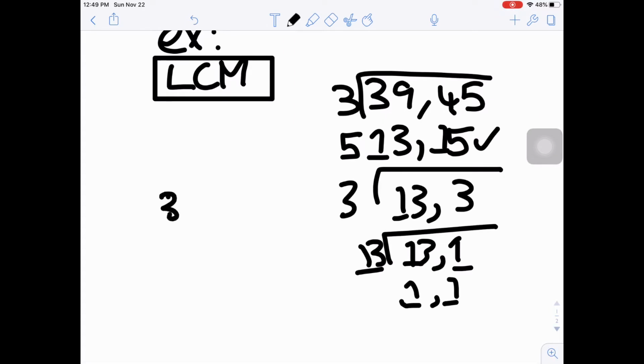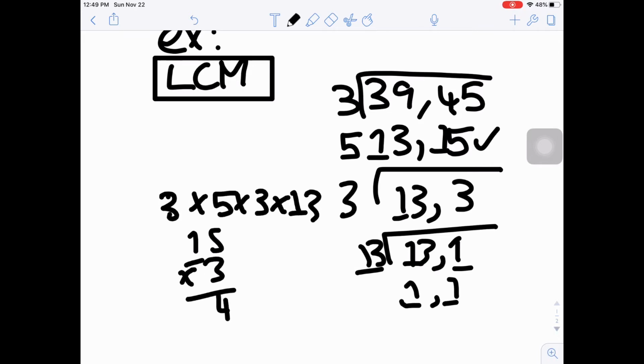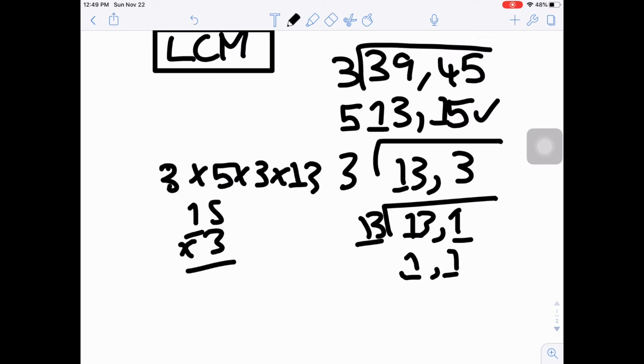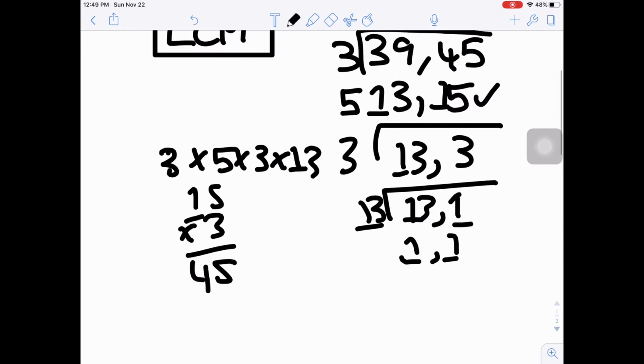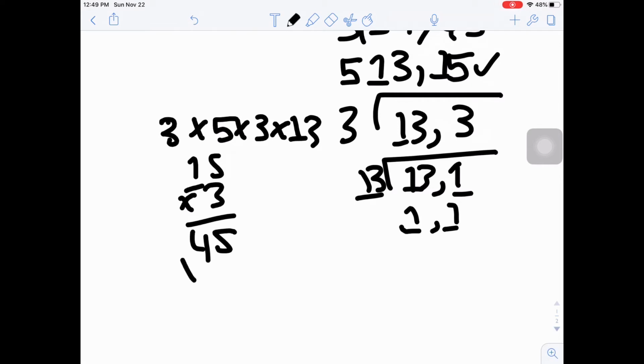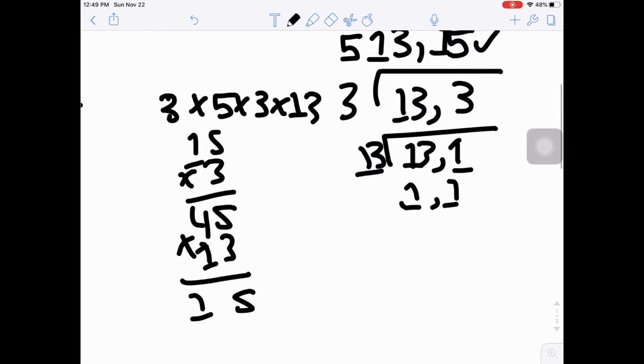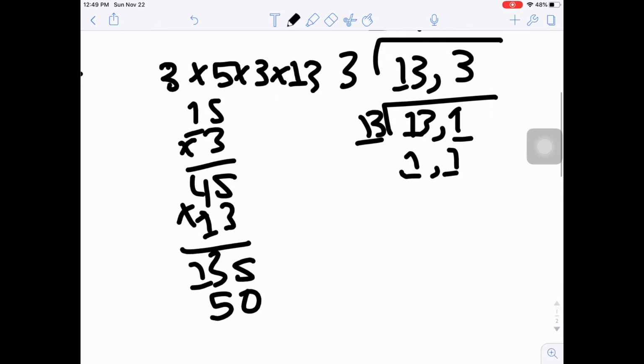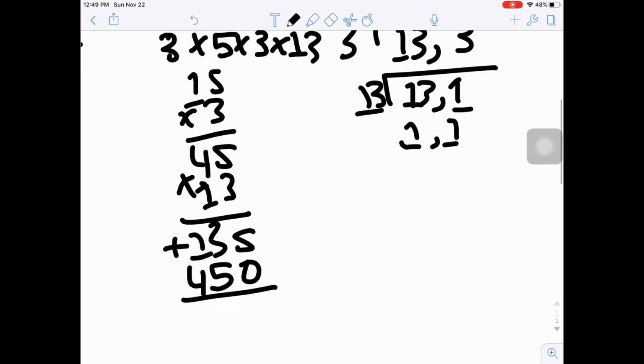And then for LCM, you have to multiply all the factors we have listed. All the factors are 3, 5, 3, and 13. 3 times 5 is 15. 15 times 3 is 45. 45 times 13 is 585. And here you go. This is the answer for finding the LCM.